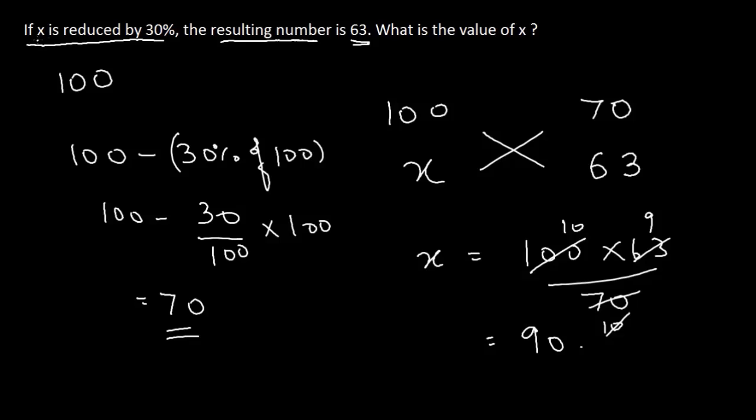Now to verify the answer, we put the value of x in the question. If 90 is reduced by 30%, that is 90 minus 30% of 90, which is 27, will give us 63. So our calculation is 100% correct.